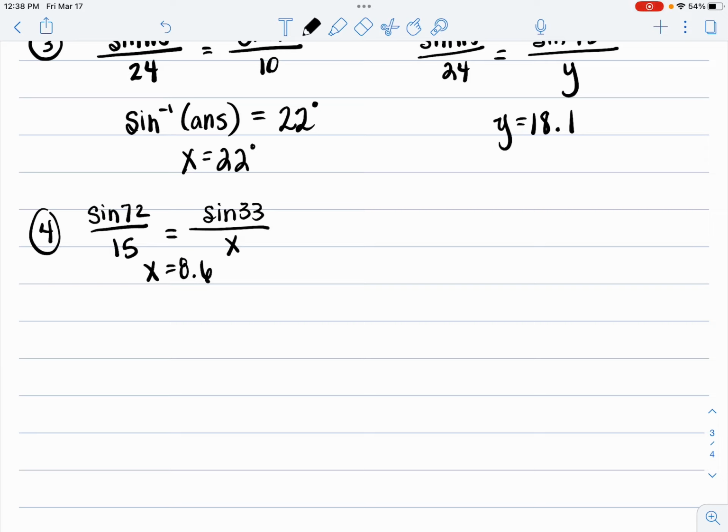And then to find y, I'm going to do the same thing using the sine of 72 over 15. This time y is across from 75, so it would be the sine of 75 over y. Again, 15 times the sine of 75 divided by the sine of 72, and you get 15.2 on this one. 15.2. So you did have to do that on that one.